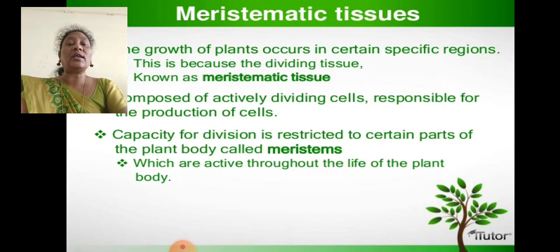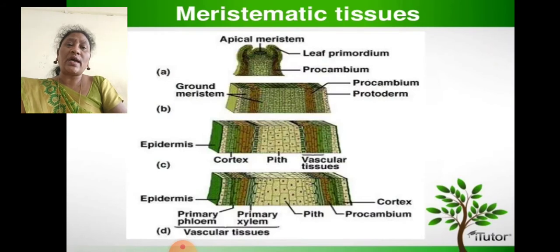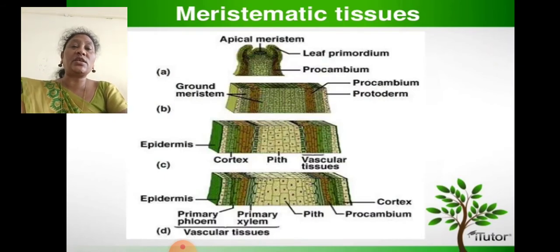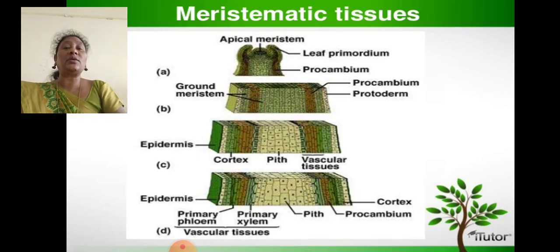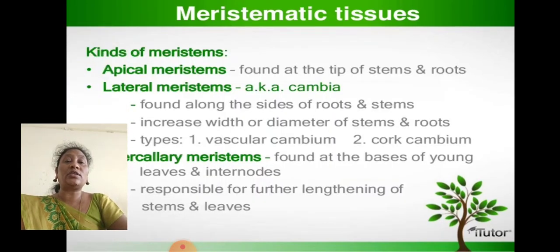They are active throughout the life of the plant body. These meristematic tissues actively divide throughout life. Here you can see different types of meristems, A, B, C, D: ground meristem, epidermal meristem, and vascular tissues. These are all the parts where a plant always has continuous growth throughout its life.